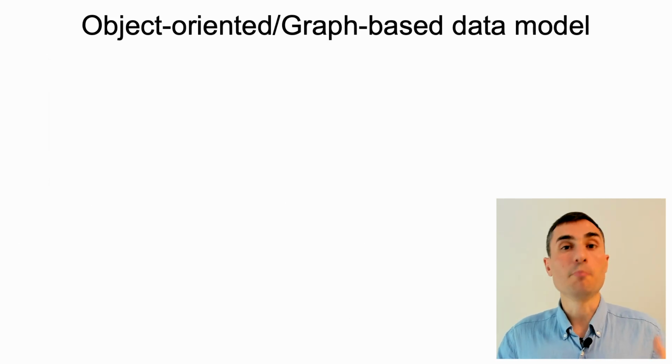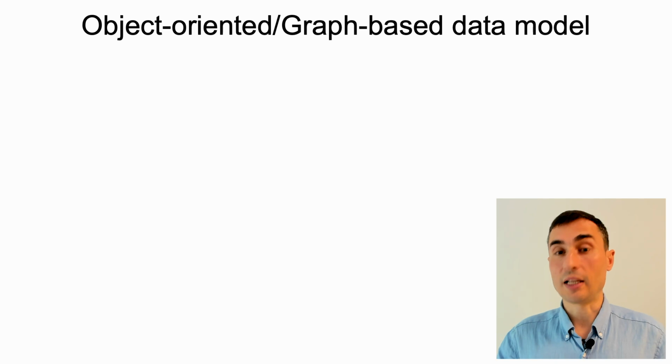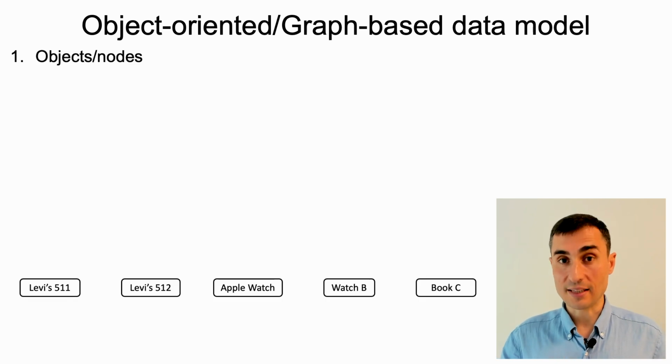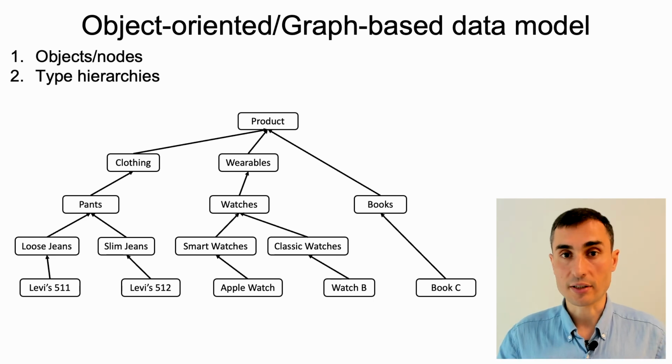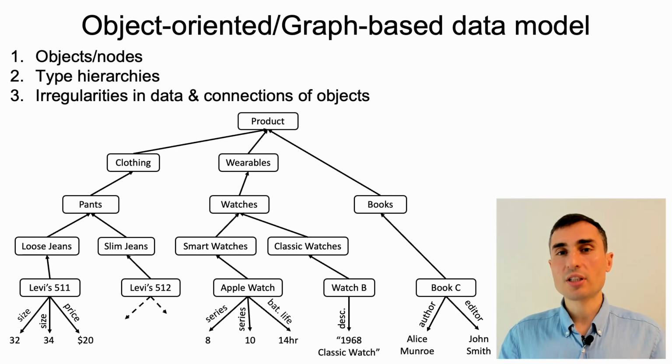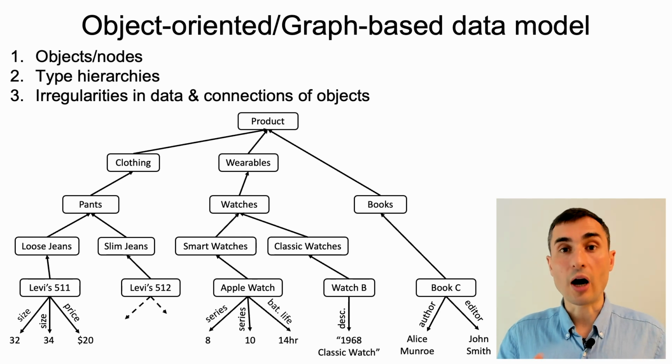What you need is a more object-oriented or graph-based model that allows you, one, to model your products as a set of objects or nodes, two, to be able to put these objects into possibly multiple type or class hierarchies, and three, you want the model to give you the flexibility to have a lot of irregularities about the data that you put into these objects or how objects connect with each other. Such modeling flexibility is a common benefit that you get from graph-based modeling, including modeling with the property graph data model. But RDF arguably gives you the most flexibility in terms of modeling highly complex and irregular domains.